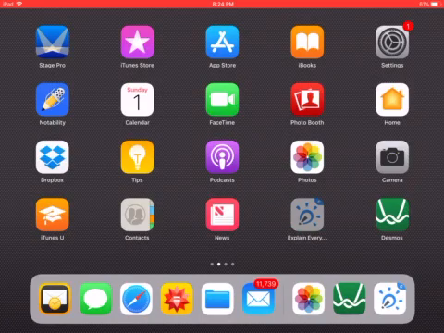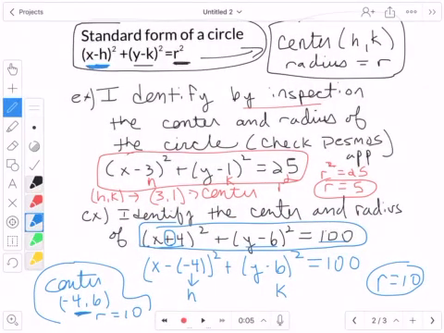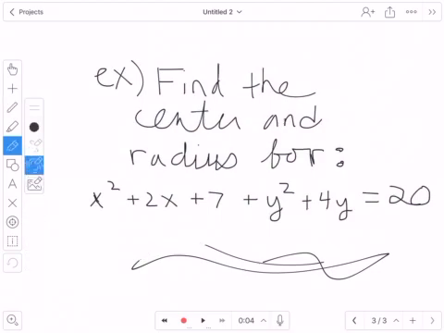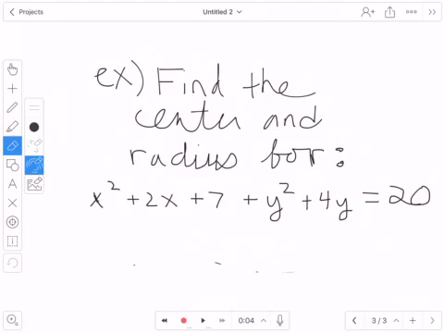Okay, now the next logical question is, what if it's not so pretty? What if it's not in that perfect standard form? So, voila, let's take a look. Give myself some room here to write. So clearly this is not in that lovely HK form, so we're going to try to mold it a little bit.